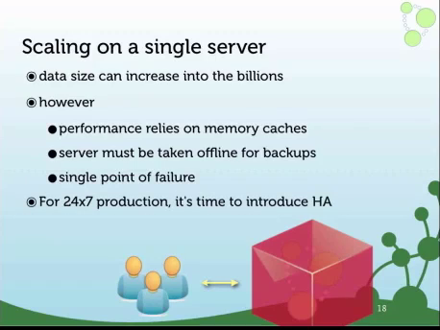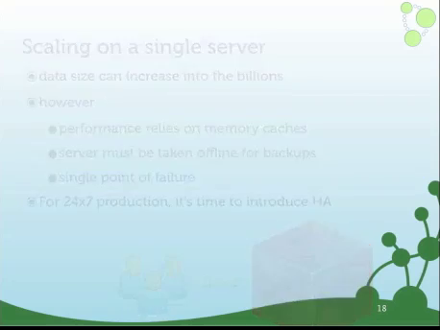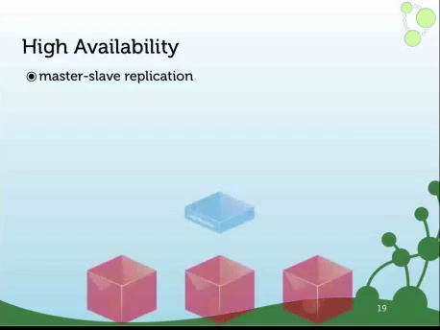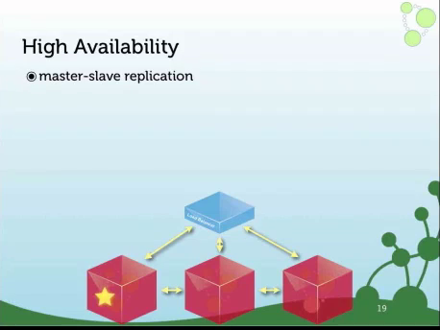So if you are going into 24/7 production, you really want to think about introducing high availability, HA. HA, of course, is just master-slave replication. This is the classic scenario where you have multiple machines running, and most likely you've got a load balancer sitting in front of those machines that's directing the traffic. So here I've got this one box that's got a little star on it. He's currently the master.